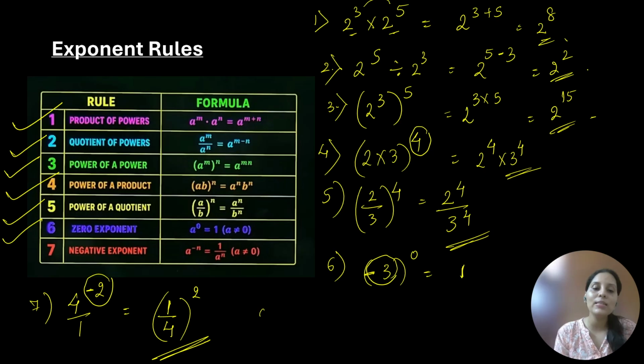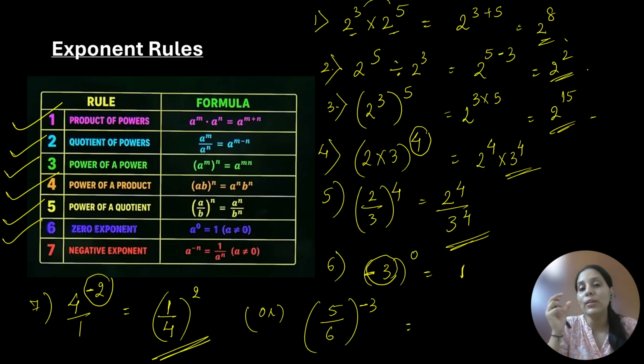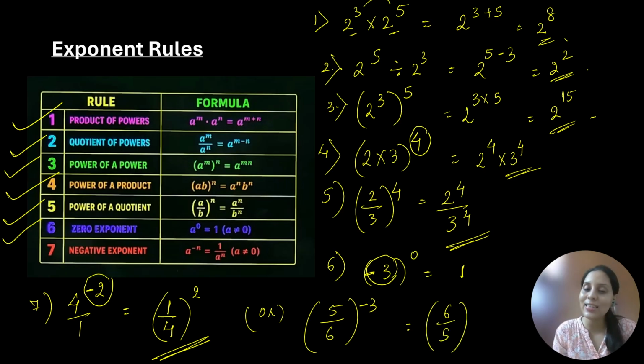So let me take one more example of a fraction. Let's take I have 5 by 6 whole power minus 3. As we know that if you have a negative power, how do I convert into positive? You will reciprocate the base. That is it. So reciprocal of 5 by 6 is 6 by 5. And hence since I'm reciprocating, the negative power becomes positive. Simple. So these are very, very important laws. You get questions from this. Once you understand these laws, it's very easy to solve all the questions.